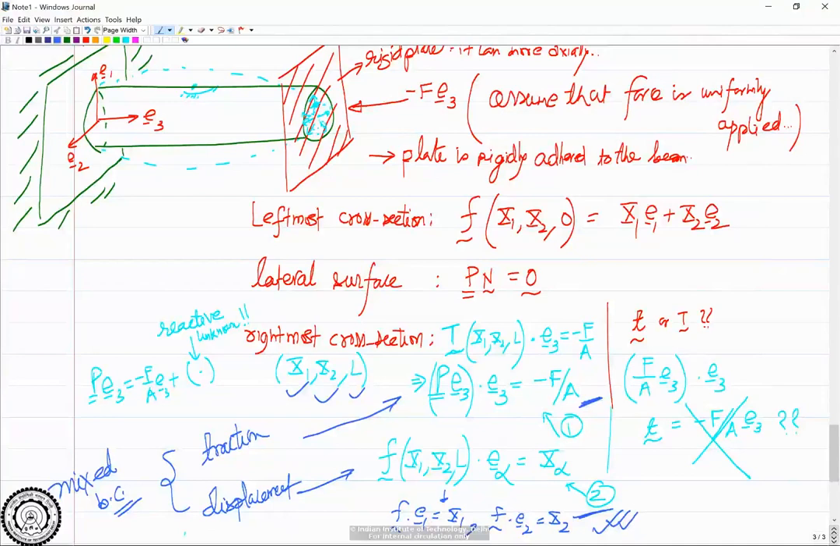Sir, and what was the boundary condition over the lateral surface here? Yes, you can see this lateral surface, because you are not applying any string, so the traction from inside, which is P times N, has to be equal to the traction from outside, which is zero. Okay. So the lateral surface is the curved surface of the cylinder here. Yes, the curved surface. Okay, sir.